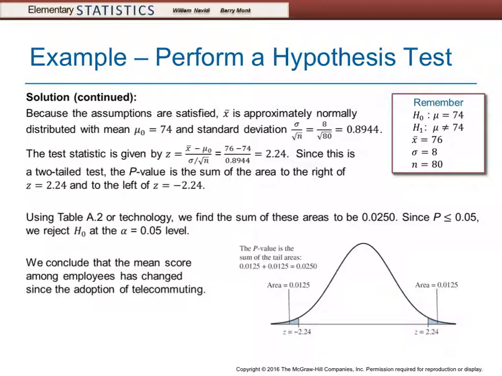And since the p-value in this case is less than or equal to 5%, we reject H naught at the alpha 5% significance level. So therefore, we conclude that the mean scores among employees has changed since the adoption of telecommuting.